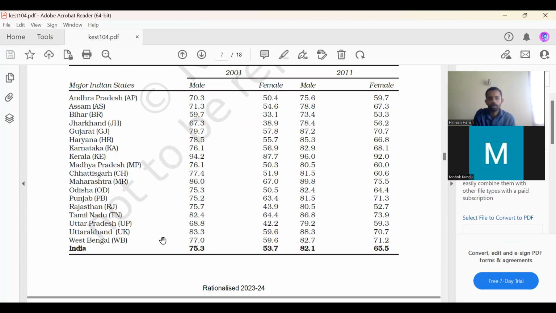Any other state? We have Karnataka as well, which has a female literacy rate of 56.9, higher than the national average of 53.7 in 2001. And in 2011, it has a female literacy rate of 68.1, higher than the national average literacy rate for females of 65.5 percent. Even Haryana has the same. It has a higher female literacy rate in 2001 as well as in 2011.